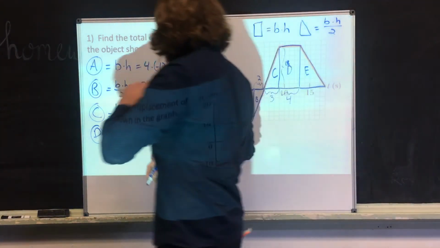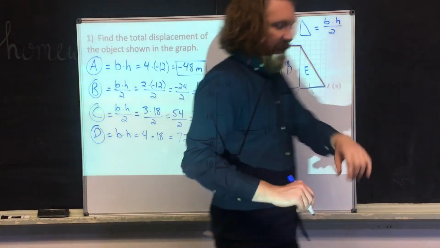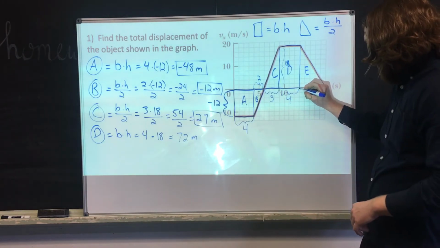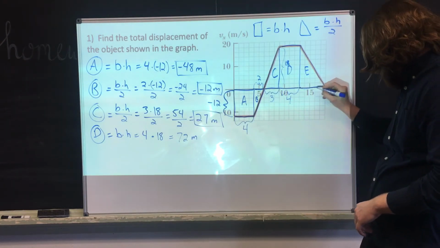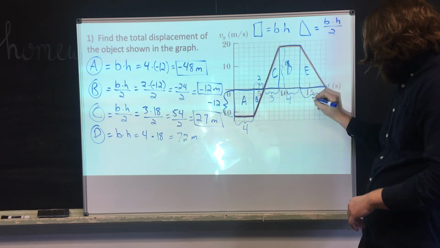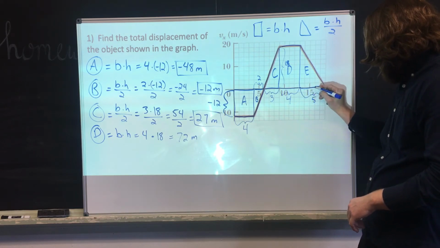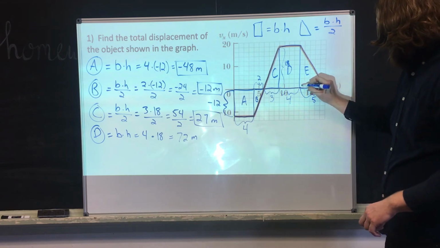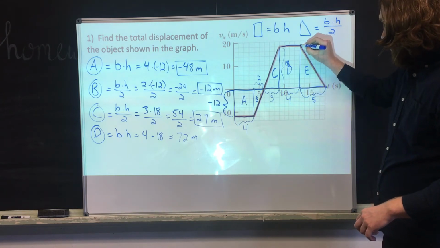Okay? And then last but not least, I have E. E goes from 13 to 16, 17, 18. 18 minus 13 is 5. And again, 1, 2, 3, 4, 5 seconds. Our height is still from 0 up to 18.